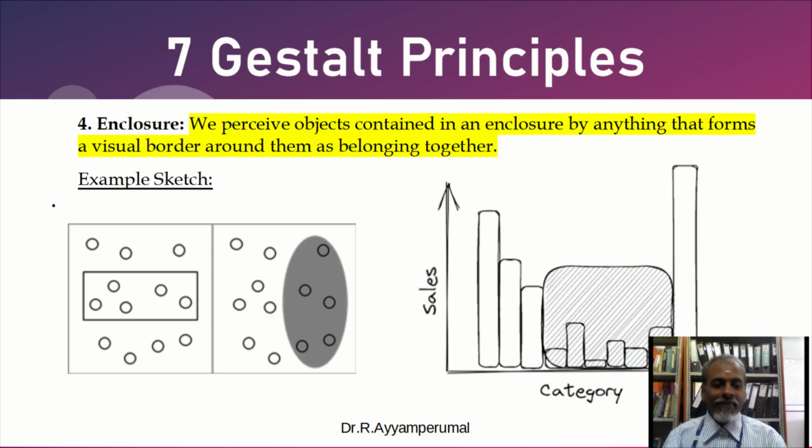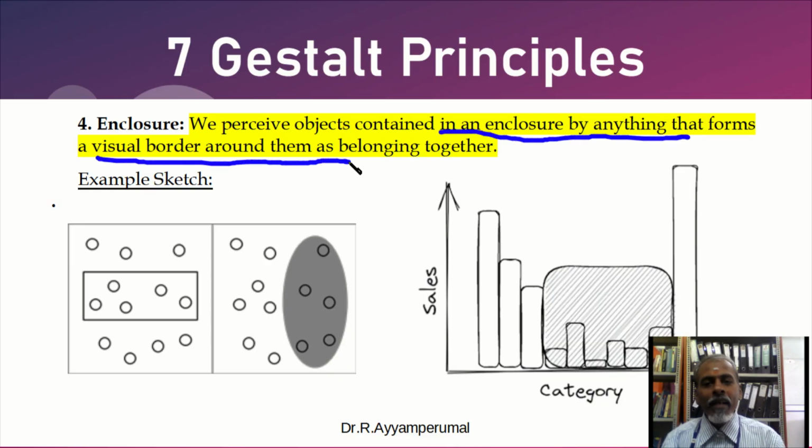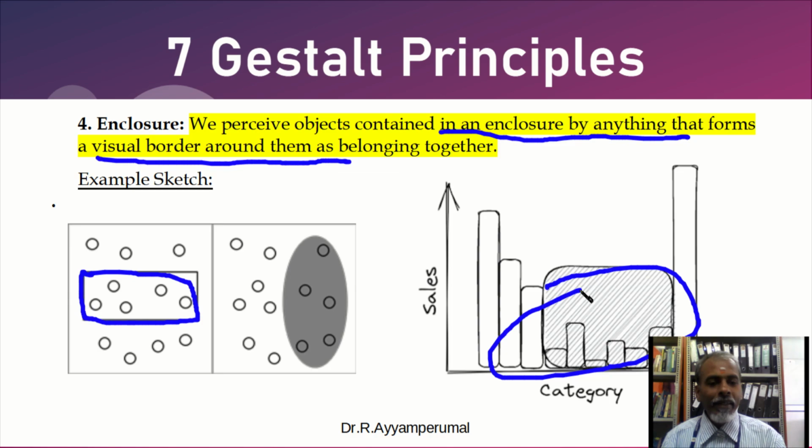This is about enclosure. In certain cases, you are able to enclose under certain boundary. We perceive objects contained in an enclosure by anything that forms a visual border around them. Right? If you are able to make a visual border and understand certain meaning out of it, then you call as an enclosure principle. Here you make a square here, and when you understand something, it is a rectangle, and when you understand something, it is an enclosure principle. Right? Similarly here, you enclose this and you say a meaning about how sales was during this period. It is an enclosure.